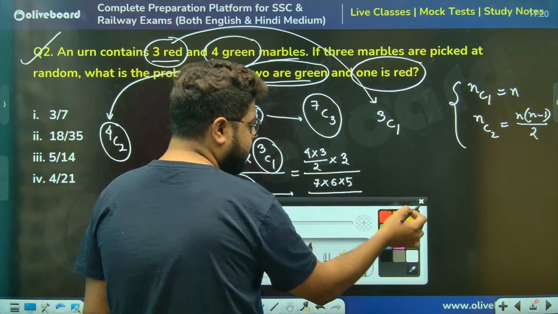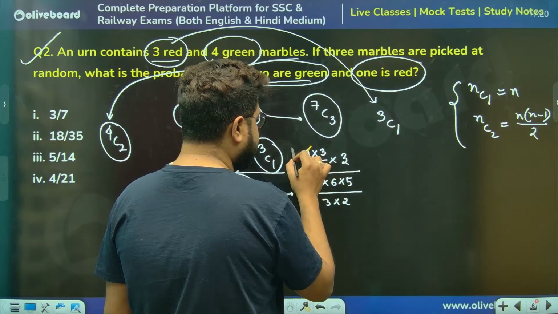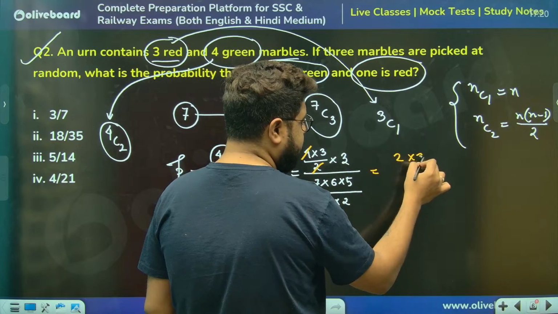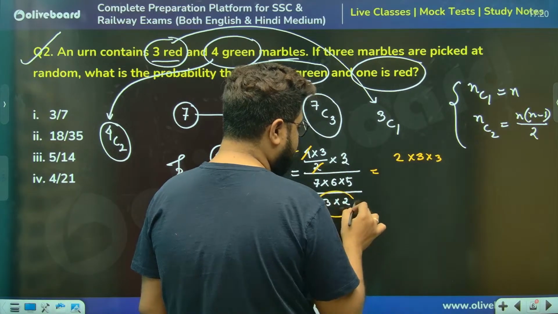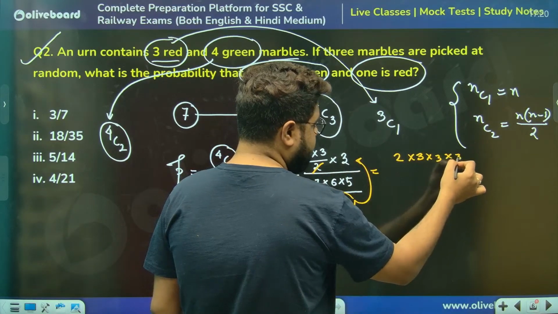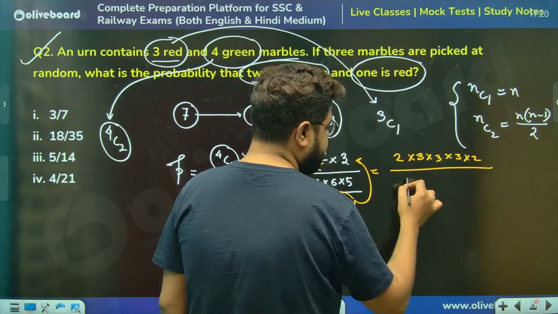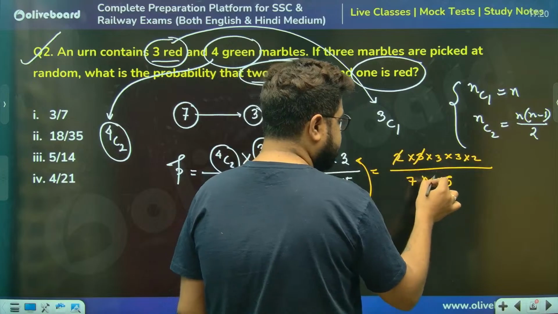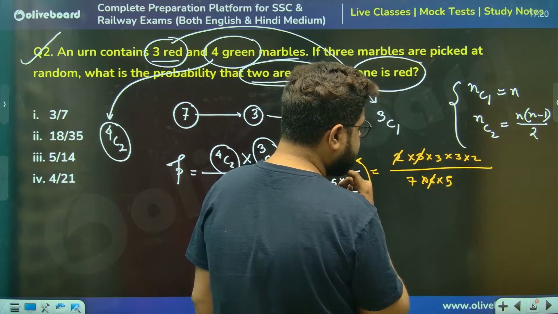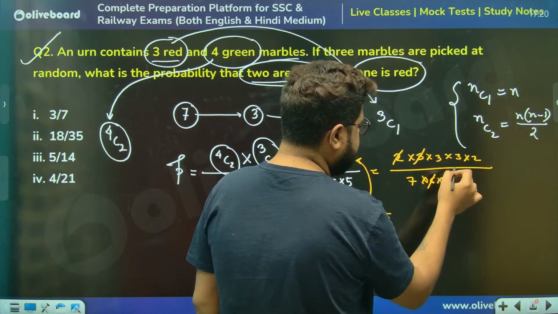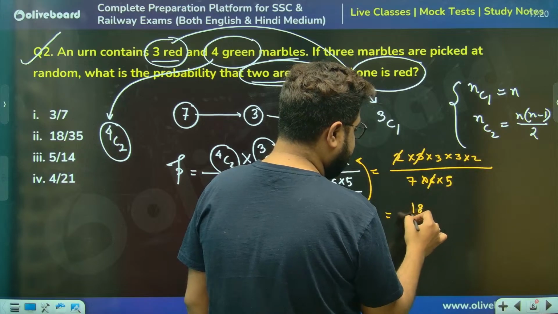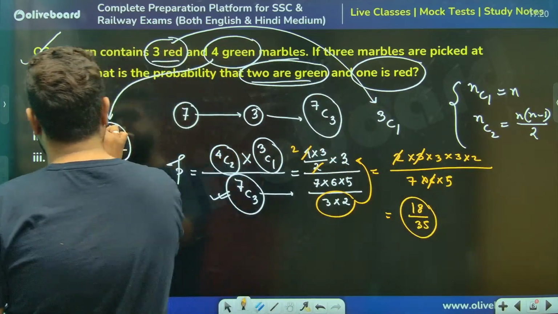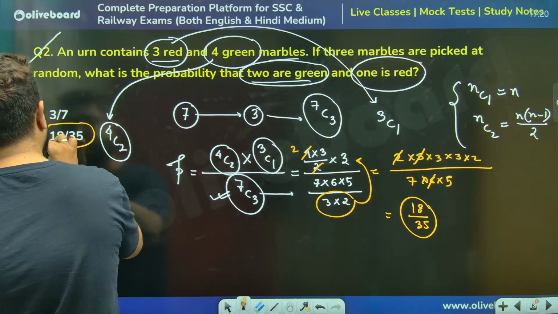So let's do this calculation. 2 2s are this. So ultimately we are getting 2 into 3 into 3, and this will also go up into 3 into 2, divided by 7 into 6 into 5. So 3 into 2, 6 are gone. 3 3s are 9, 2 9s are 18, by 35 we are getting. 18 by 35. Option number 2 is your correct answer, sir.